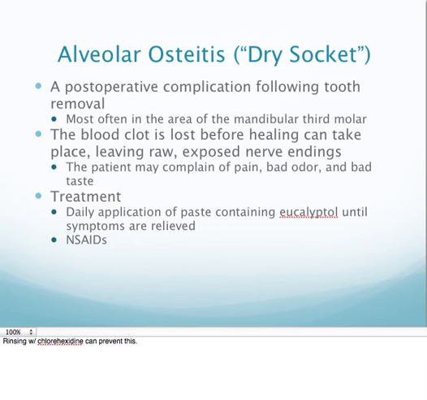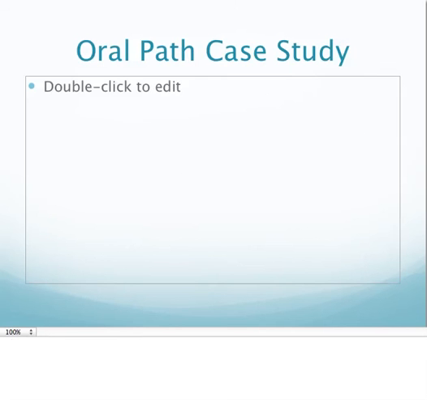The patient can complain of pain, bad odor, and bad taste because the nerve endings are exposed. And treatment, you have to apply daily paste containing eucalyptol until the symptoms are relieved. Or you can have NSAIDs to take care of the pain. The book also talks about rinsing with chlorhexidine to help prevent these.